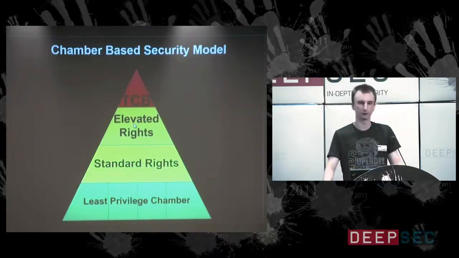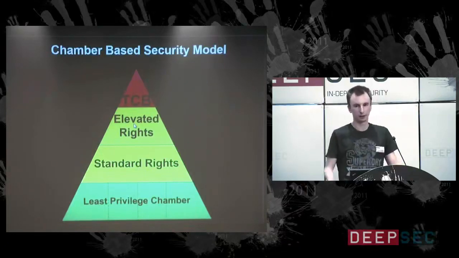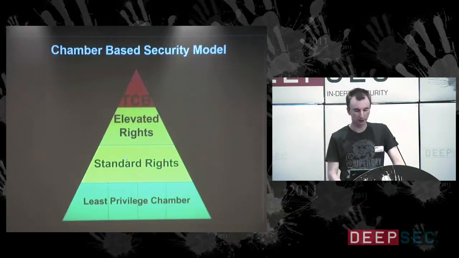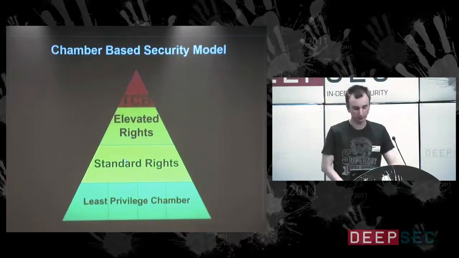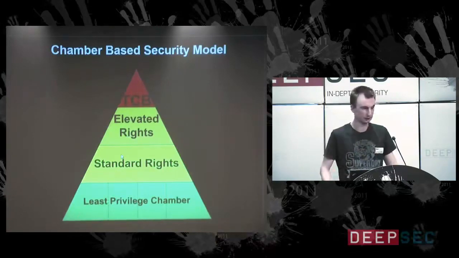Then you have the elevated rights chamber. Elevated rights is for user mode device drivers, ones which aren't in the kernel. So drivers which need to provide globally accessible services across the device. And then below that you have the standard rights, which is for native code on the device, which doesn't need to provide globally accessible services, but still needs native code access to the device.